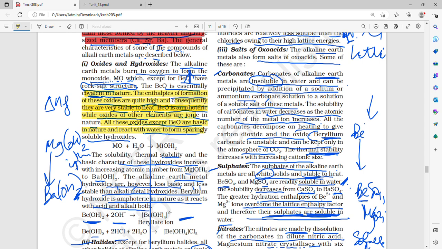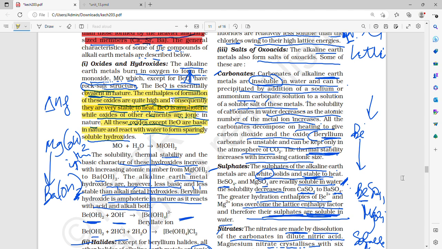So, oxides and hydroxides: alkaline earth metals burn easily in oxygen to form monoxide, and all monoxides MO except for beryllium oxide BeO have a rock salt structure. Beryllium oxide is essentially covalent in nature. The enthalpies of formation of these oxides are quite high and they are very stable to heat. Beryllium oxide is amphoteric. The rest of the oxides of group 2 elements are ionic and basic in nature, and they react with water to form sparingly soluble hydroxides.